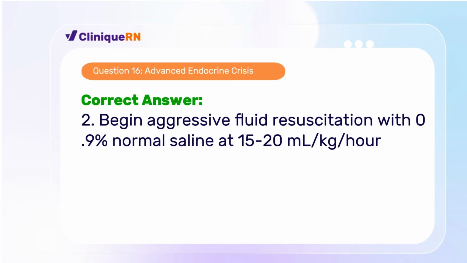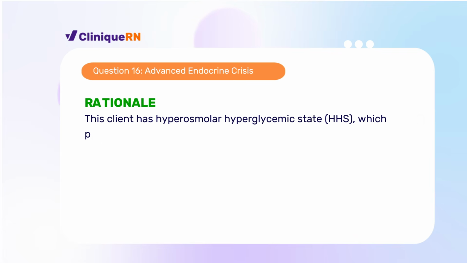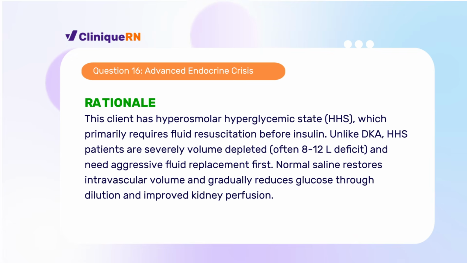The correct answer is 2. Begin aggressive fluid resuscitation with 0.9% normal saline at 15 to 20 milliliters per kilogram per hour. Rationale: this client has hyperosmolar hyperglycemic state, HHS, which primarily requires fluid resuscitation before insulin. Unlike DKA, HHS patients are severely volume depleted, often an 8 to 12 liter deficit, and need aggressive fluid replacement first. Normal saline restores intravascular volume and gradually reduces glucose through dilution and improved kidney perfusion.